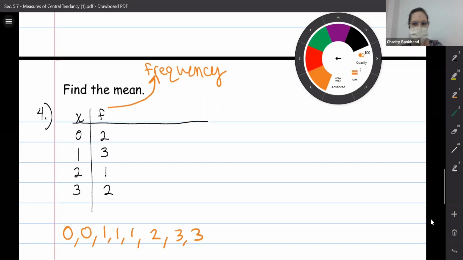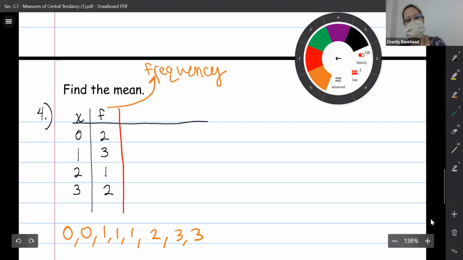So there's also a shortcut to calculate the mean in this case, which is we're just going to multiply across each row x times its frequency. So 0 times 2 equals 0. 1 times 3 equals 3. 2 times 1 equals 2. And 3 times 2 equals 6. So then we can add up that column. So 0 plus 3 plus 2 plus 6 would equal 11.